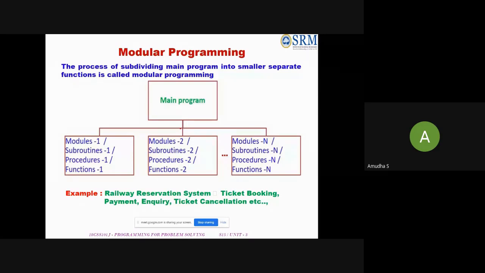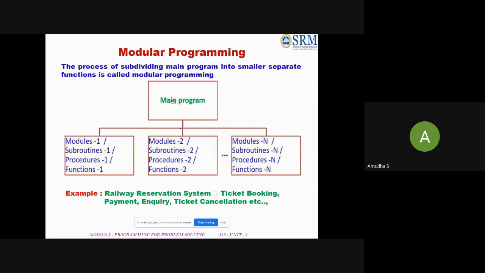What do you mean by modules? The very big programs are divided into small modules. Individually, all the modules perform their task. Finally, they are integrated. Assume here the main program, module 1, module 2, module 3, module n. All the modules are doing different tasks: function 1, function 2, function n.